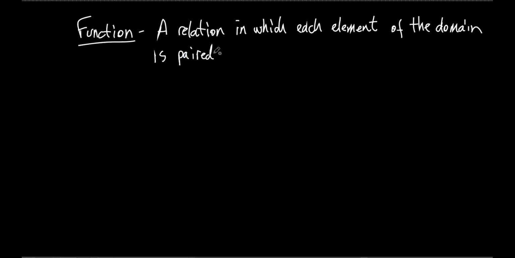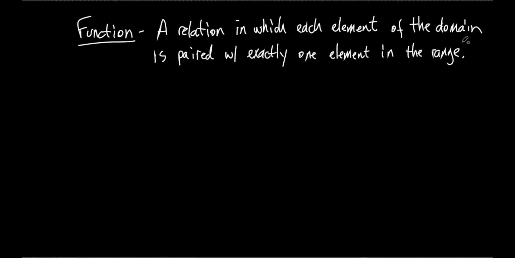Now this definition is not going to really make you understand what a function really is, but I think it's important. After you start doing functions, then you look back at the definition, you're like, oh, okay, now I see what they're talking about. It's paired with exactly one element in the range. Basically what it's saying is each x has its own unique y associated with it. Okay? So that's kind of what they're saying right there.